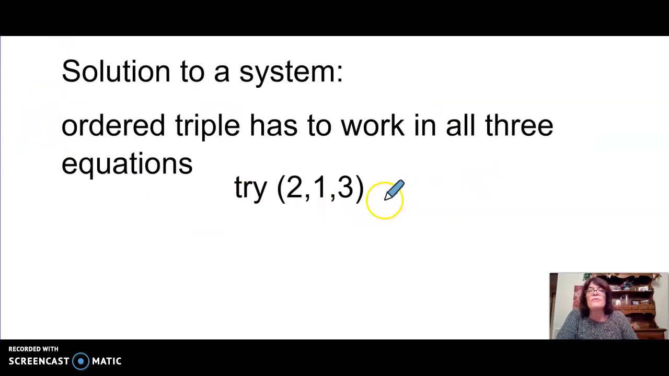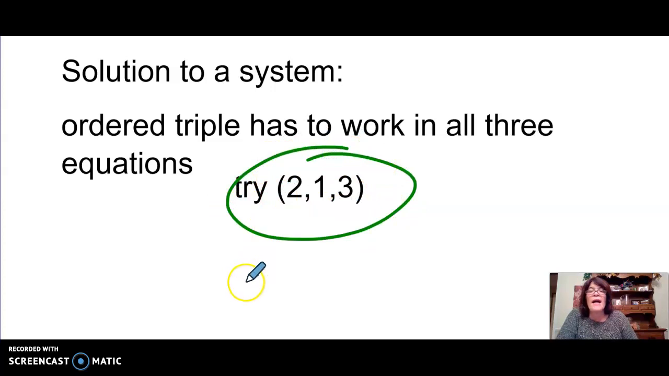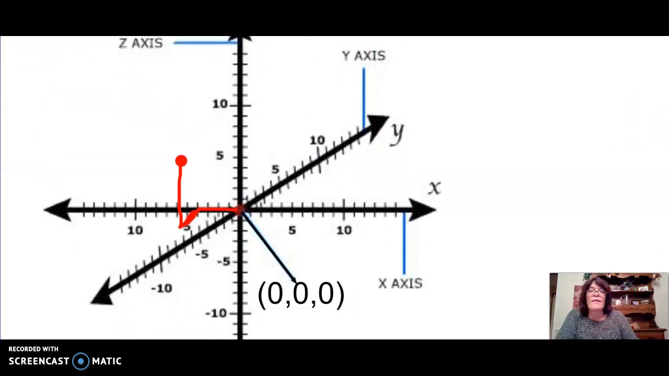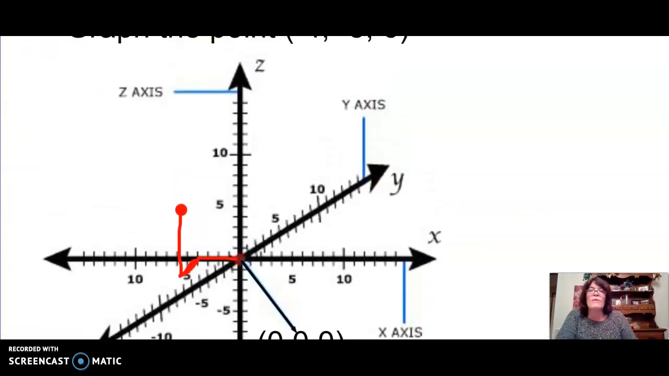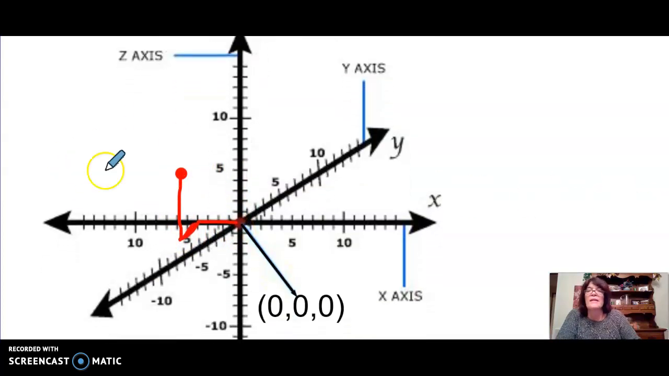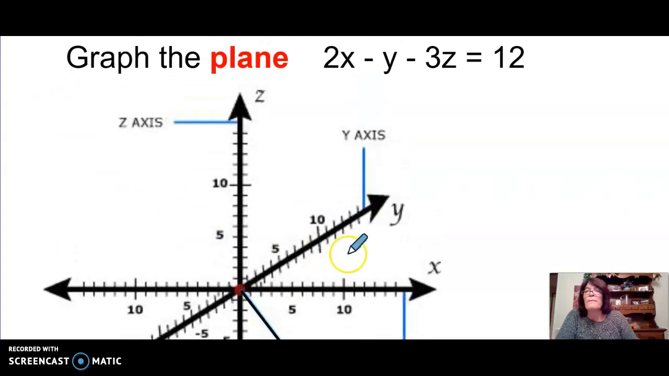Okay, a solution to a system has to work in all three equations. So if I would try 2, 1, 2, that would mean x would be 2, y would be 1, and z would be 3. It would have to work in all three. Okay, and it doesn't. Again, graphing, I'm just trying to show you how, if I'm graphing negative 4, negative 5, and then I want to go up 6. Okay, it's kind of hard to see, but it just looks like it's hanging out in space. That's how we have an ordered triple.